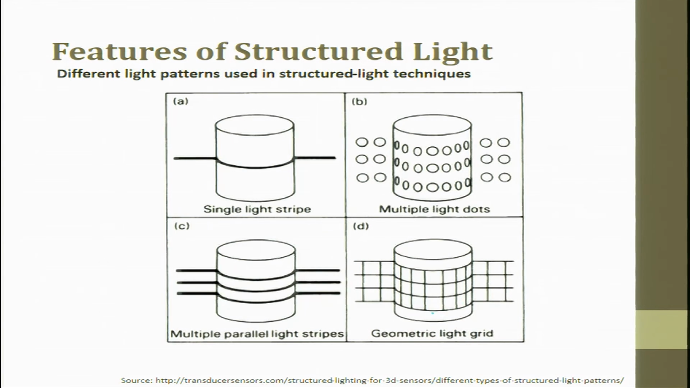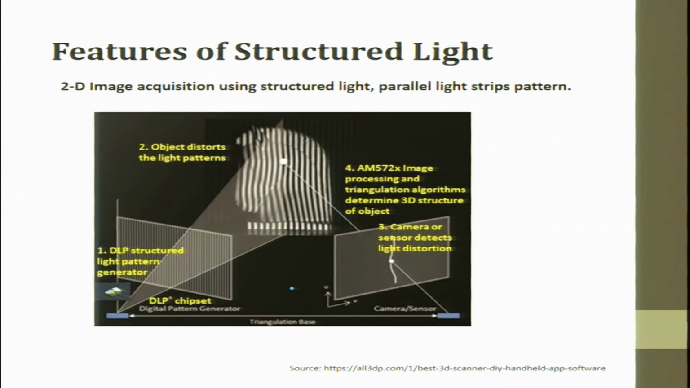So these are the different types of structured light: a single light strip, multiple light dots, multiple parallel light strips, and geometric light grids. So these are projected and then the details are collected. So this is how it is.